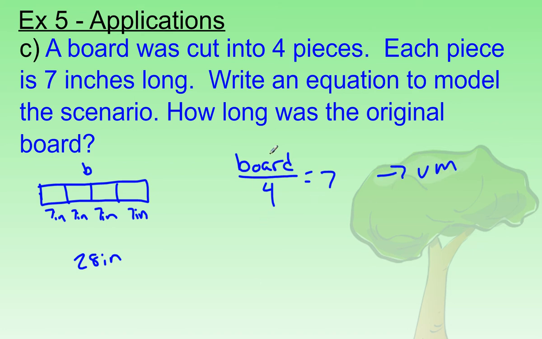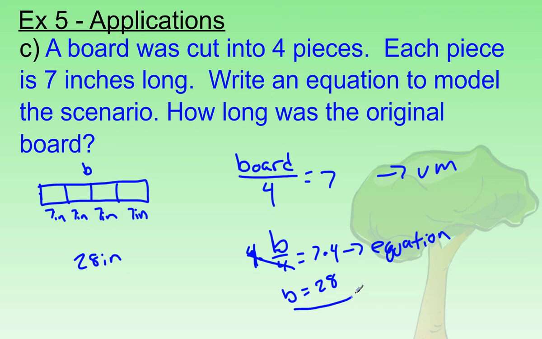Now, to get the equation, we just substitute the word board for the B. So B divided by 4 equals 7. So there's our equation. And the solution, well, if you multiply both sides by 4, these cancel. B equals 28. And that's what we said we should get when we did our little picture over here off to the side. So the board was originally 28 inches long. And this is the solution.